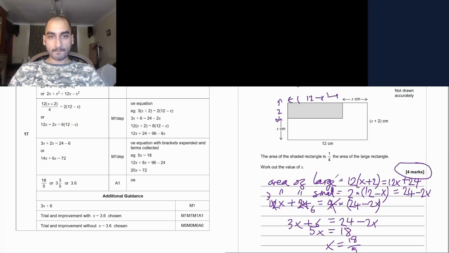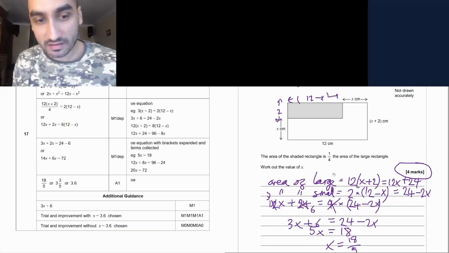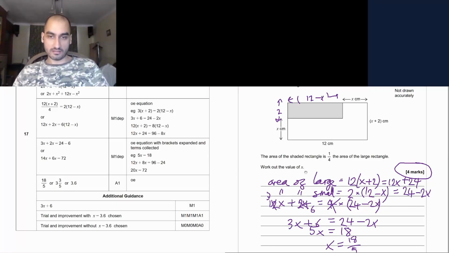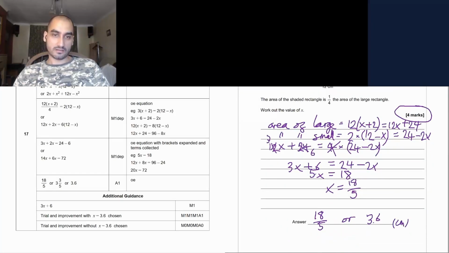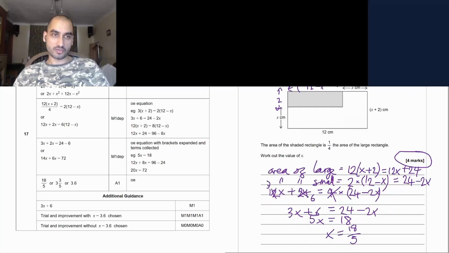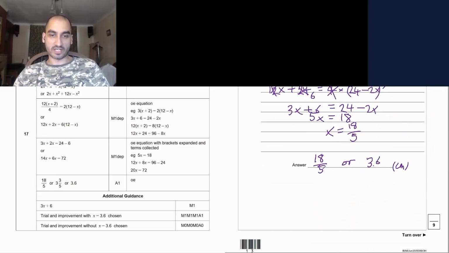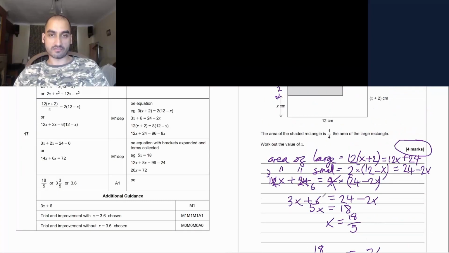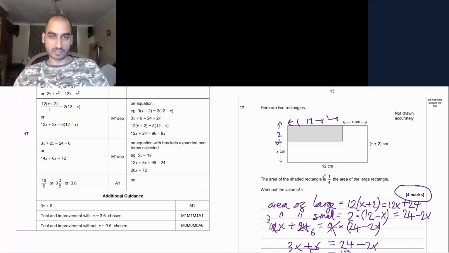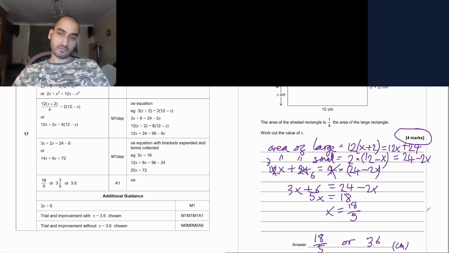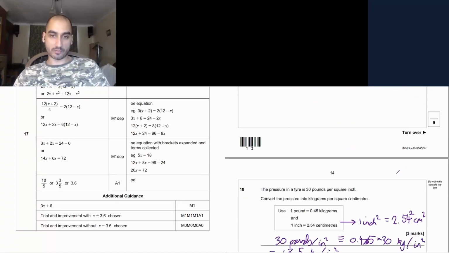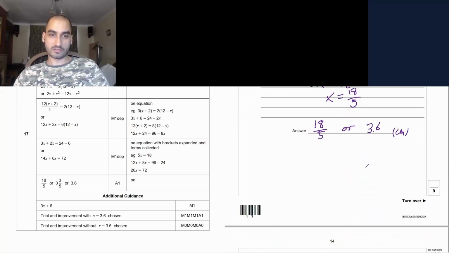Trial and improvement. You get 4 marks for using trial and improvement. I wouldn't award trial and improvement. Trial and improvement won't tell you what the exact answer is, and what I did does give you the exact answer. It's 18/5. And it's missing the point of the question. So I suppose you get all 4 marks for using trial and improvement. Ish. Whatever. I think trial and improvement will be just proving that you don't understand algebra.